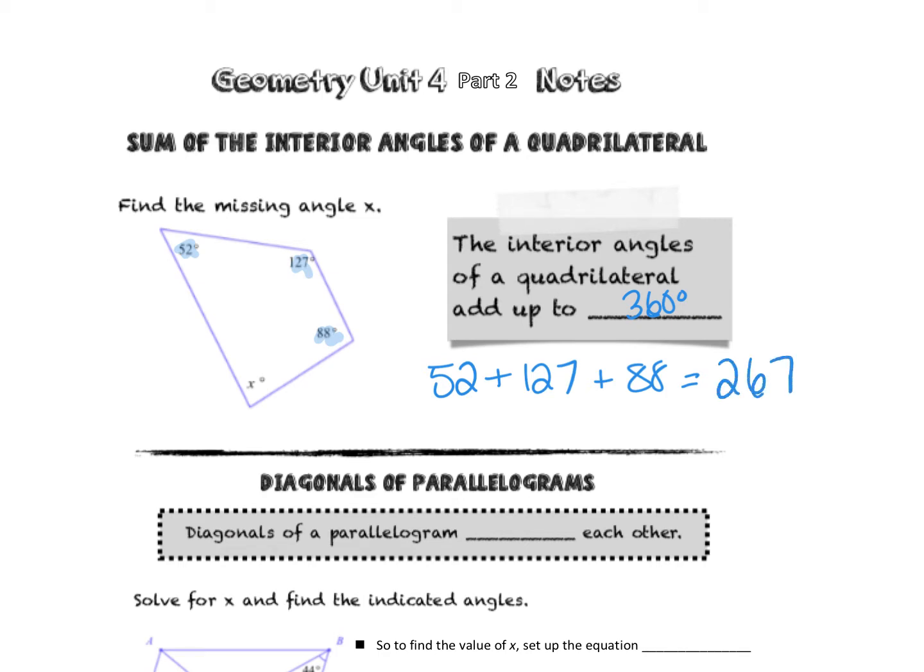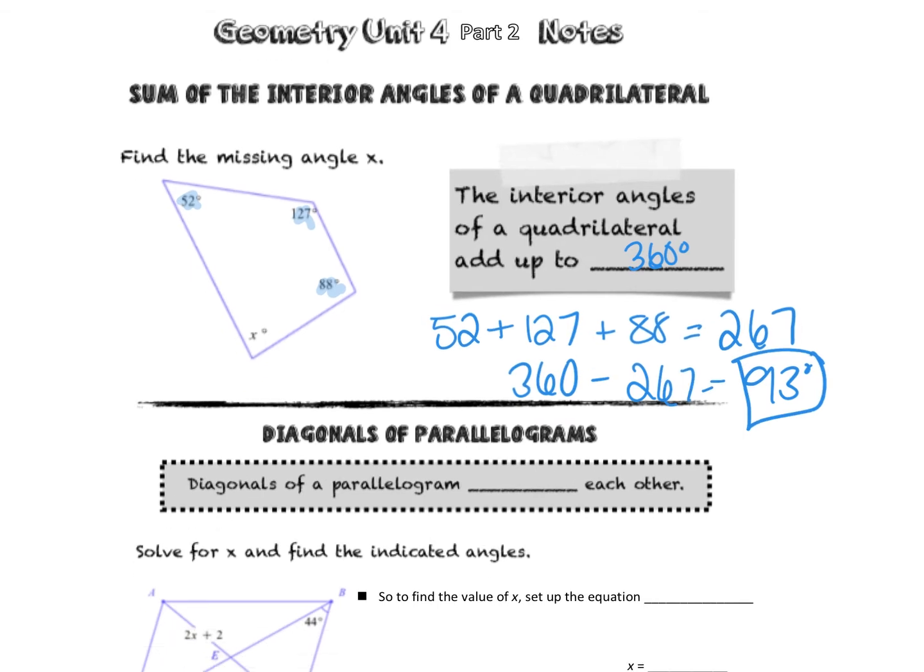And then what you're going to do is you're going to subtract that from 360 to find your last angle. So 360 minus 267 means that that last angle is equal to 93 degrees. So angle X is 93 degrees. So add them all up and subtract them from 360. Let's look at the next one.